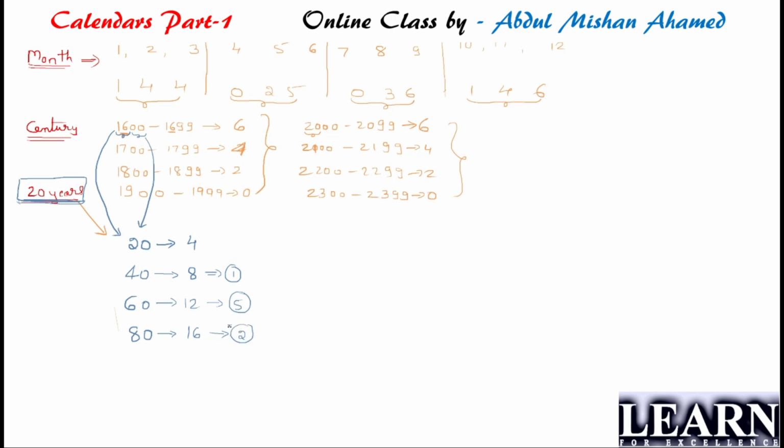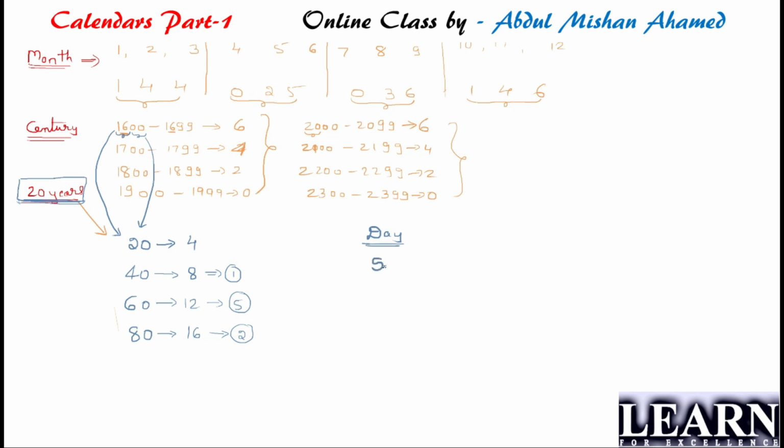So guys, you can take it as 4, 8, 12 and 16, or you can take it as 4, 1, 5, 2. I think 4, 8, 12 and 16 will be easier to remember than 4, 1, 5, 2, because they are multiples of 4, so we can easily remember those numbers. So guys, you need to understand month code, century code and 20 years code. These are the 3 things you need to understand. Is it clear? Once we are done with that, next I am going to discuss the day, guys.